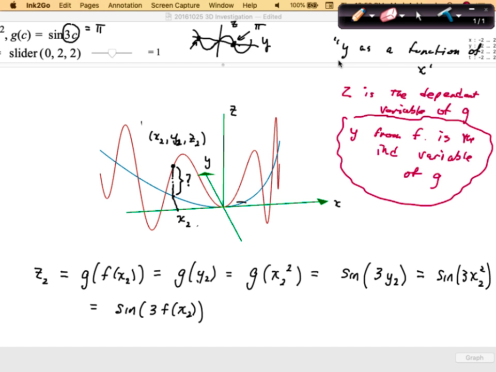So I want to show you something. This is really like a new function made from the others. So I can call it h. So h of x equals what? If I said z was h of x, then what is the function h? g of f of x, right? And now we've got another way to express this. This point, or this vertical length, could also be expressed as h of x2, right?